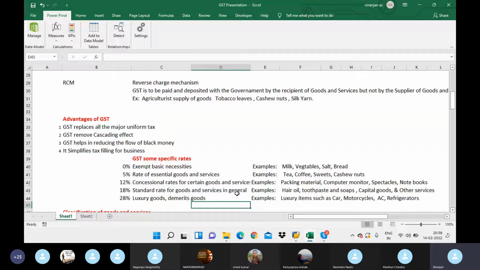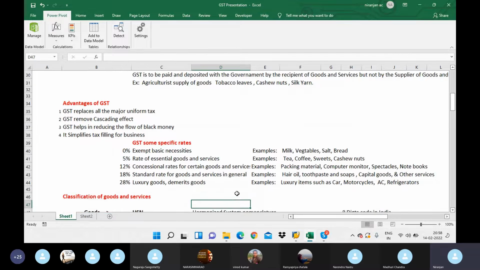And 28%. So luxury items. Luxury items are nothing but cars, motorcycles, AC, refrigerators. All of these come under 28%.